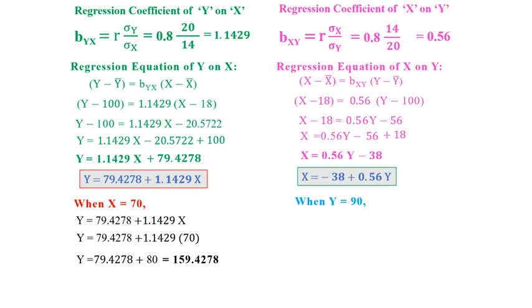When y is given as 90, what is x? We are asked to find out. So for this, use the x on y equation: x equals minus 38 plus 0.56y. In the place of y, substitute 90. 0.56 into 90 is 50.4, a plus value. So plus and minus values are there. 50.4 is the larger number and it has a plus sign, and minus 38 is there. We have to subtract to find x when y is given. When y equals 90, x becomes 12.4, which is the answer.